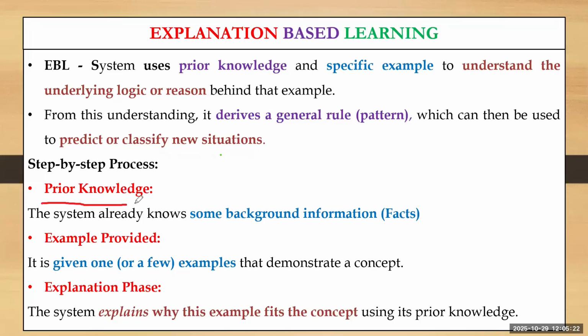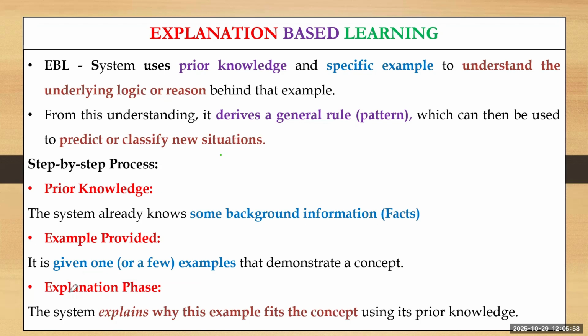First, we have to provide prior knowledge to the system. That is nothing but some background information, the facts. The next step is we have to provide the examples, that is, the data related only to that concept. If you are giving play tennis data, we have to give examples related to that only. If it is medical related, we have to provide only medical related examples.